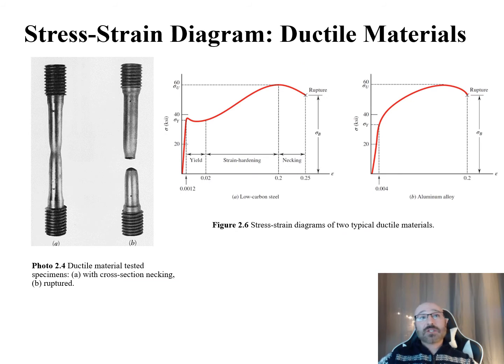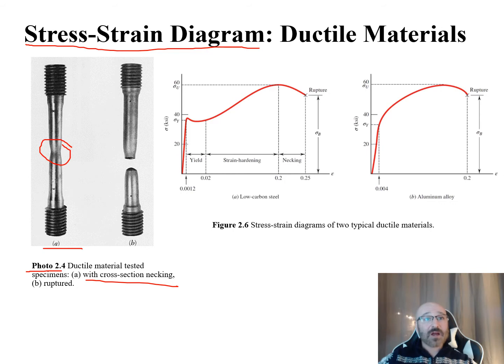So this leads us now into stress strain diagrams. What we can get from those tensile tests on the Tinius Olsen or the Instron or the Test Resources, whatever the testing system we're using is, is results like this. In photo 2A, we have a ductile material tested, with the cross-sectional area necking. You see the necking going on right there, and in part B of our photo 2.4, one that has actually reached failure and ruptured. So what does this look like as far as our stress strain diagrams, and how do these physically relate?